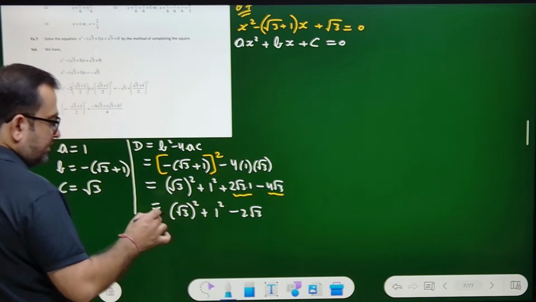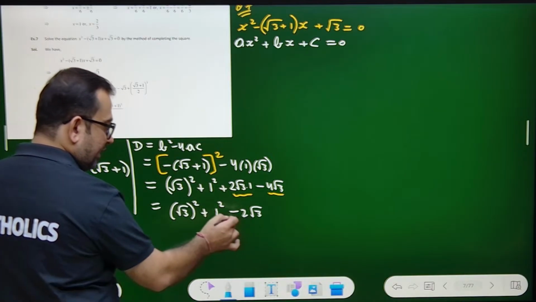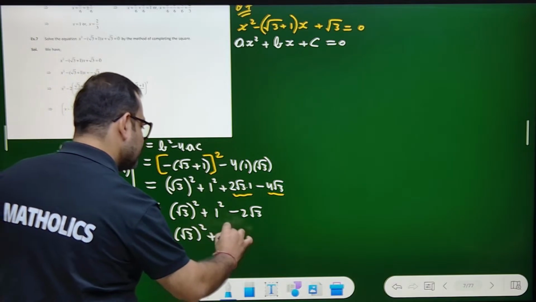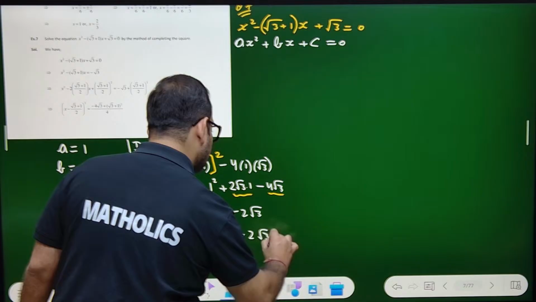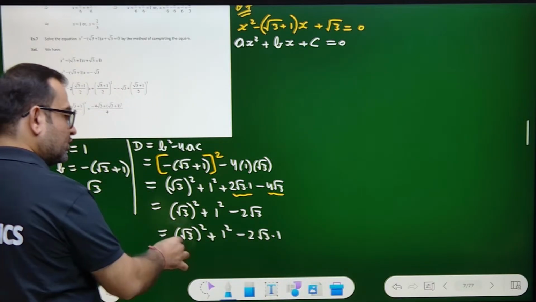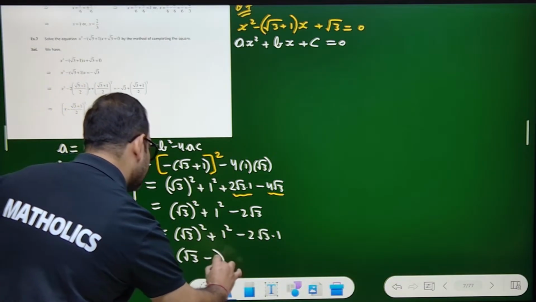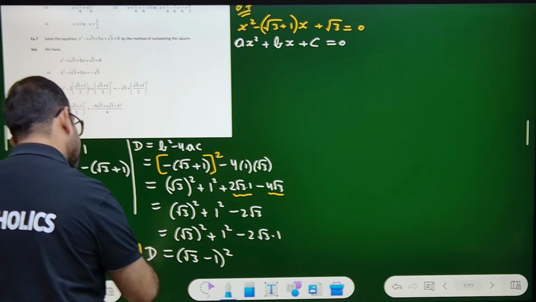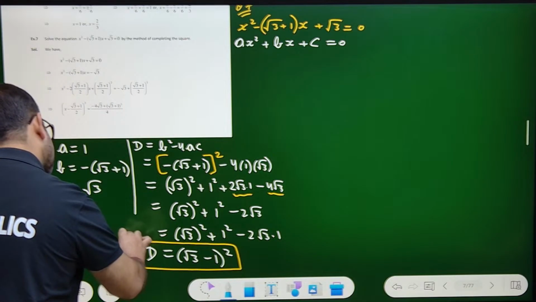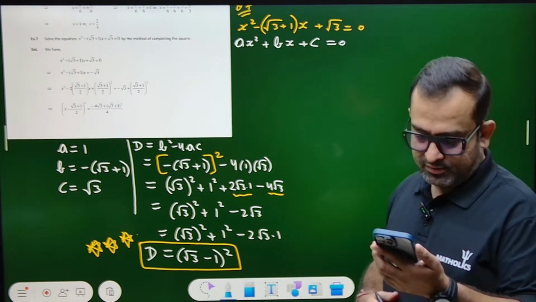Okay. So this is under root 3 whole square plus 1 whole square minus 2 root 3, right? Now see the magic. It is actually under root 3 whole square, a square, plus 1 square, that is b square, minus 2 into root 3 into 1. So can it be written as a minus b whole square? A square plus b square minus 2ab. So can I write it as under root 3 minus 1 whole square? Tell me yes or no in the comments. This is the magic trick. Good question, excellent question, right? These type of questions, if they appear, only Matholics can solve. This is for sure. Got this point?